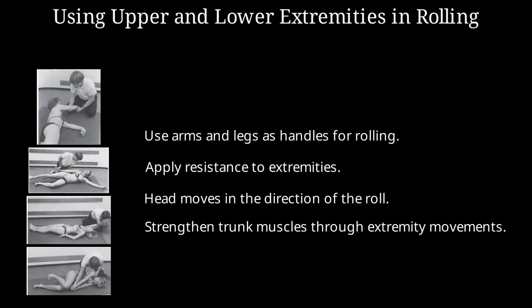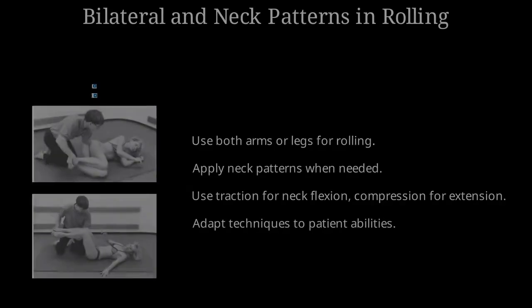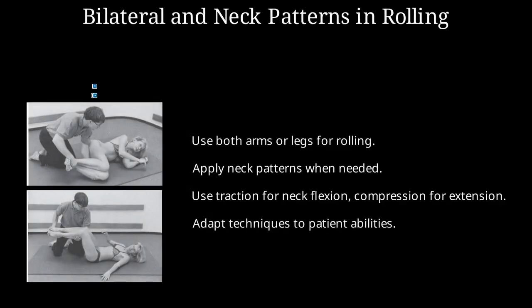The arms and legs can be used as handles to facilitate rolling and strengthen trunk muscles. Different movement patterns and resistance techniques are applied to the extremities, with the head moving in the direction of the roll. Bilateral combinations of arms or legs, as well as neck patterns, can facilitate rolling when other motions are limited. These techniques use traction or compression and are tailored to the patient's abilities.